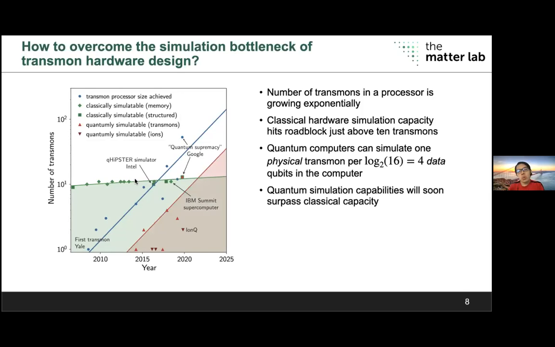Of course, I don't want to go into those details here, but what we put forward in this new idea of simulating a quantum processor with another quantum processor is the following. You will see also in the later slides that the red color, the diamonds and triangles, refer to the memory associated with the ion trap quantum computers and also transmon quantum processors.